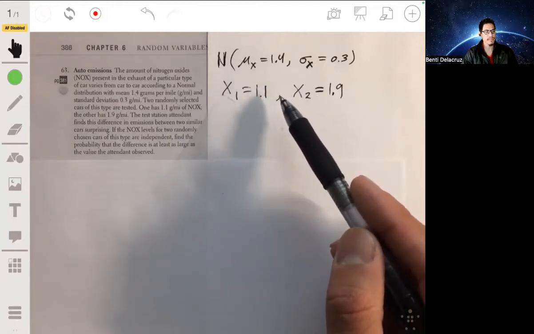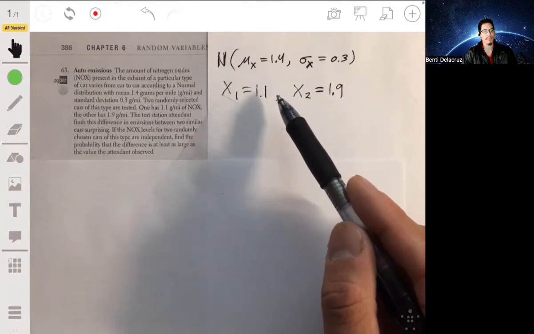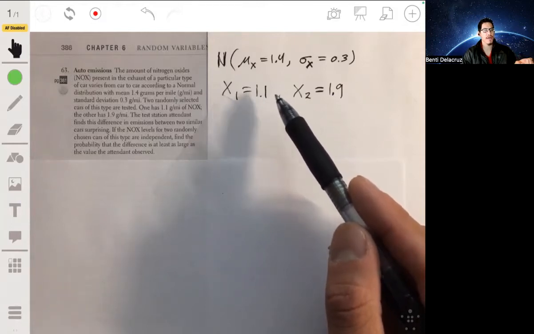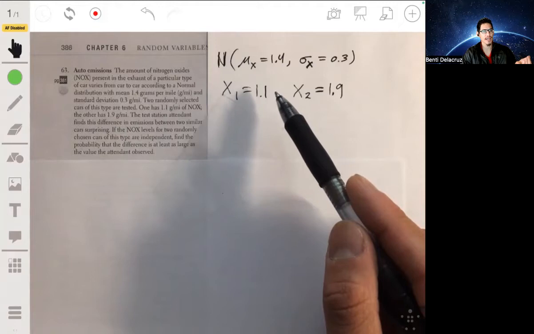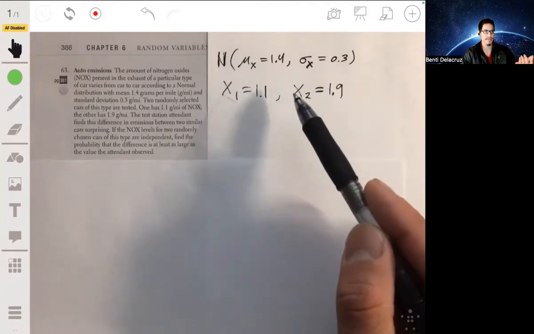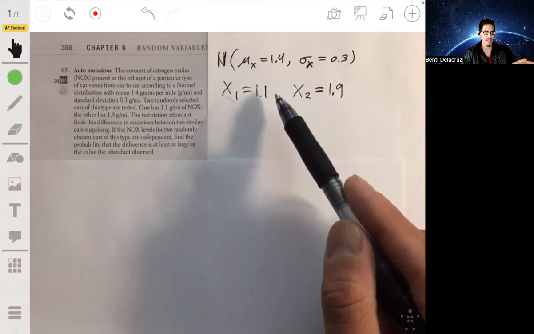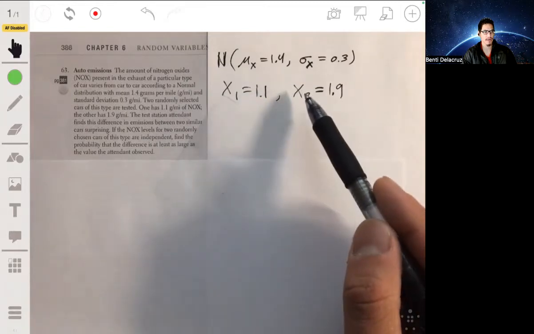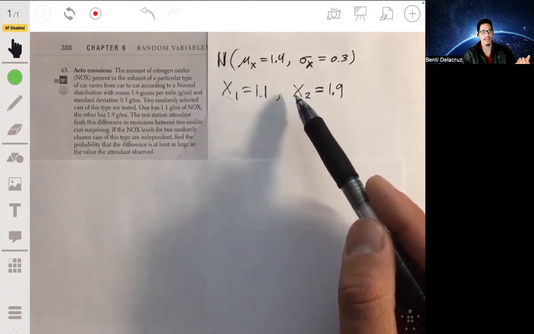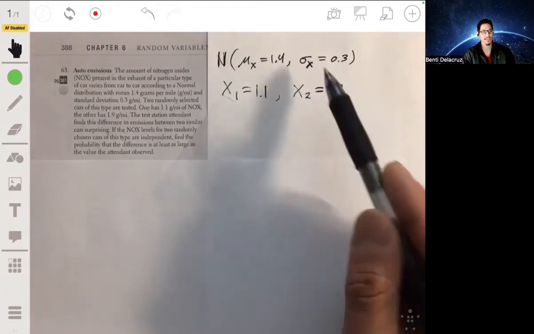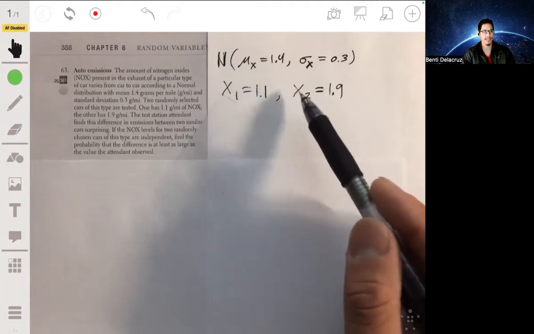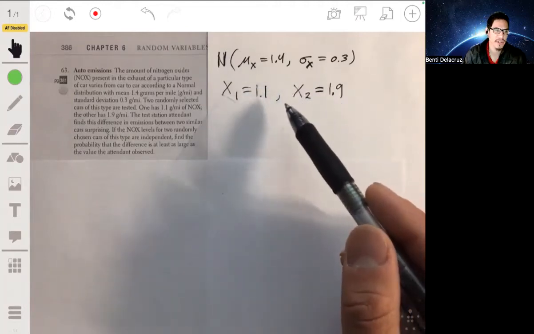If this is a big deal, then we want to find that the probability of this occurring is very small. In other words, if the probability that you're going to get a difference of at least 0.8 grams per mile is like 1% or something, then you're going to be like, yeah, something shady is going on. If it's like 10%, 20%, then you're going to be like, I guess it's not that big of a deal.